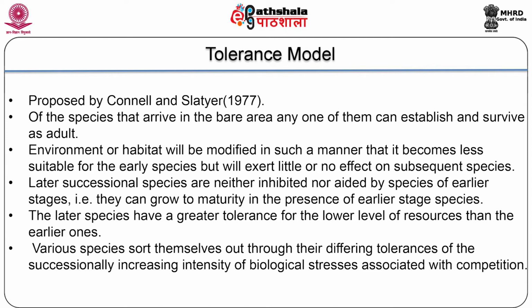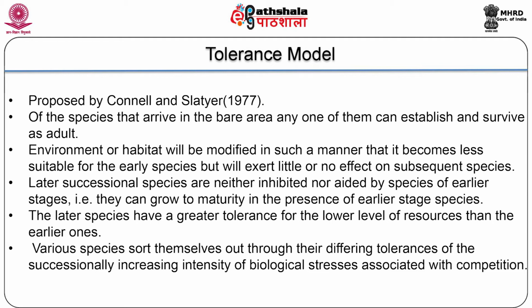Tolerance model. Of the species that arrive in the bare area, any one of them can establish and survive as adult. No initial selection pressure exists. The environment or habitat will be modified in such a manner that it becomes less suitable for the early species, but will exert little or no effect on subsequent species. Juveniles of late successional species which invade the site can grow to maturity in continued presence of individuals of early successionals.